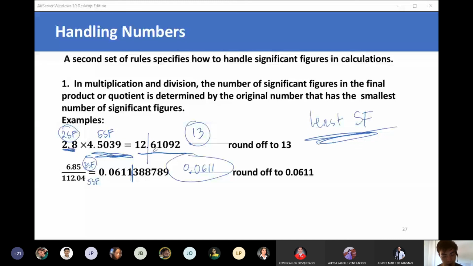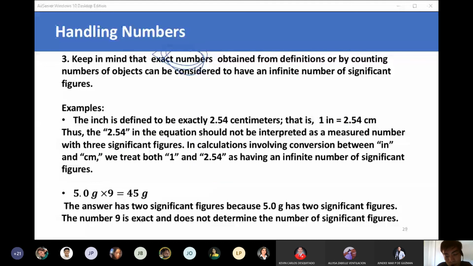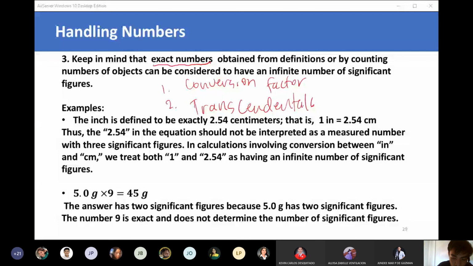And lastly, this is the last part. We have to keep in mind that there are these so-called exact numbers. When we say exact numbers, there are just 3 types of exact numbers. Number 1 is the conversion factor. Second one are the transcendentals. And the third one are the integers or the multipliers.